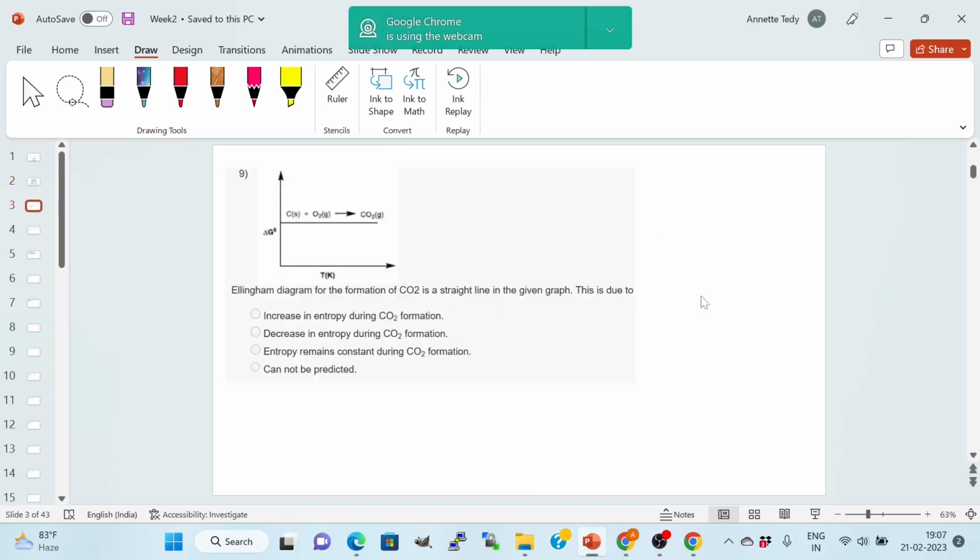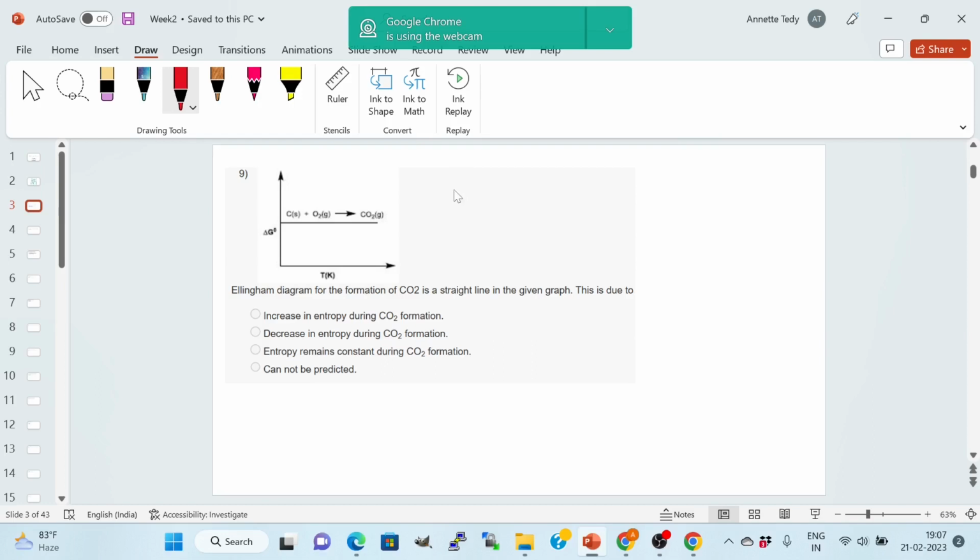So this is a straightforward question. This is the Ellingham diagram which is given for the formation of carbon dioxide. And the question is: the Ellingham diagram for the formation of CO2 is a straight line in the given graph. This is due to these reasons. So first we will understand what we really have to look at.